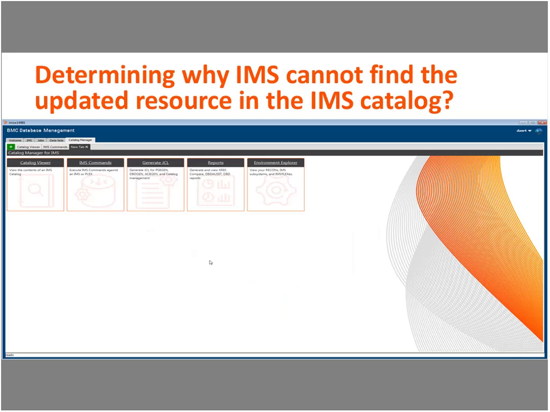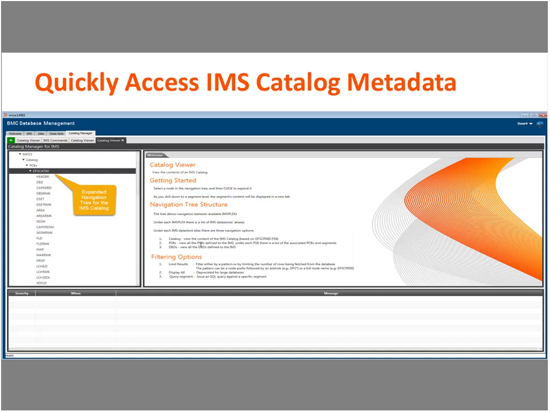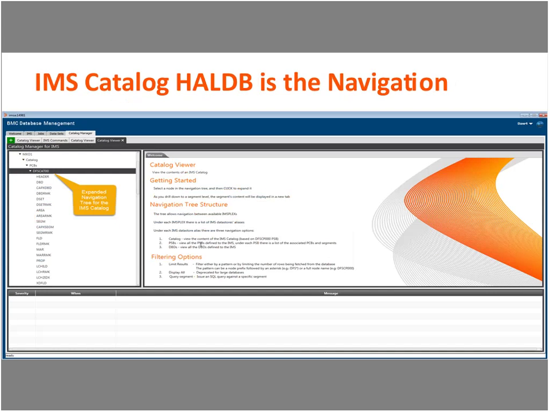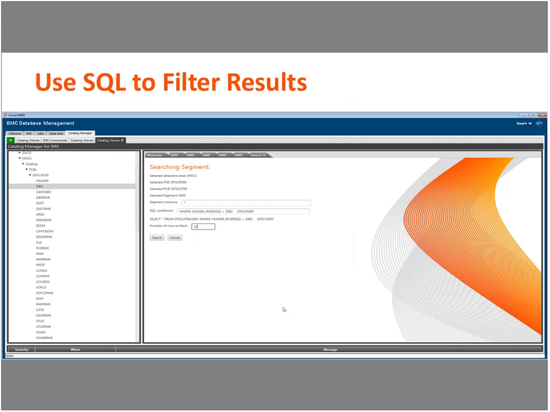So let's use the Catalog Manager to try and determine if that situation exists or not. What we're going to do is use the Catalog Viewer first. I'm going to expand the HALDB in the navigation tree so I can navigate to the DBD control block, because what do I really want to do? I want to make sure that the control block's metadata that's housed in the catalog is in sync with what IMS is actually using. There are 2 individual components to this out-of-sync condition.